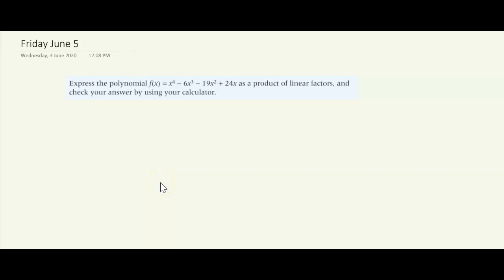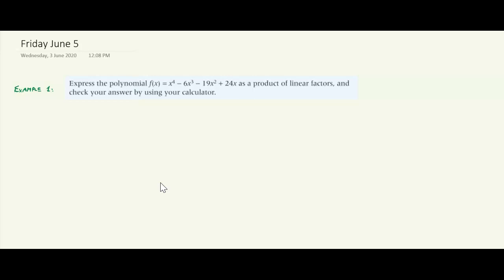Righto, some more fun with polynomials here. So let's have a look at example 1. In this lesson, we're going to be factorizing some polynomials using what we've learned about long division, synthetic division, etc., and the remainder theorem. And we're going to use all that to factorize.